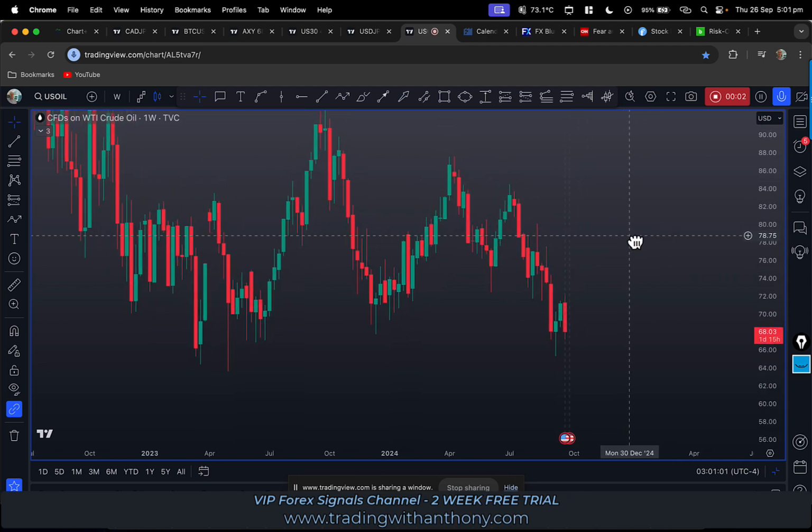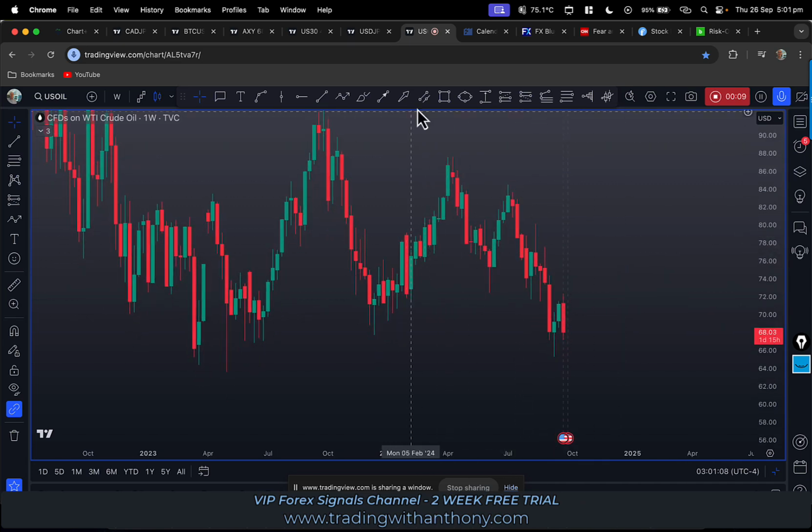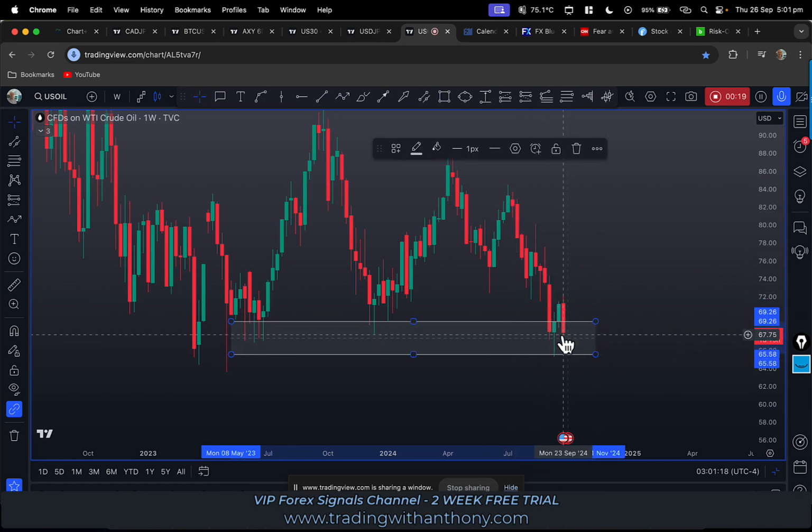Traders, I'm looking at US oil on the weekly time frame. This is clearly bearish. Look at this trend. So oil is under pressure. Now it's traded into a key level. I'm just looking at these candle wicks under here, a liquidity pool that this has reached into.